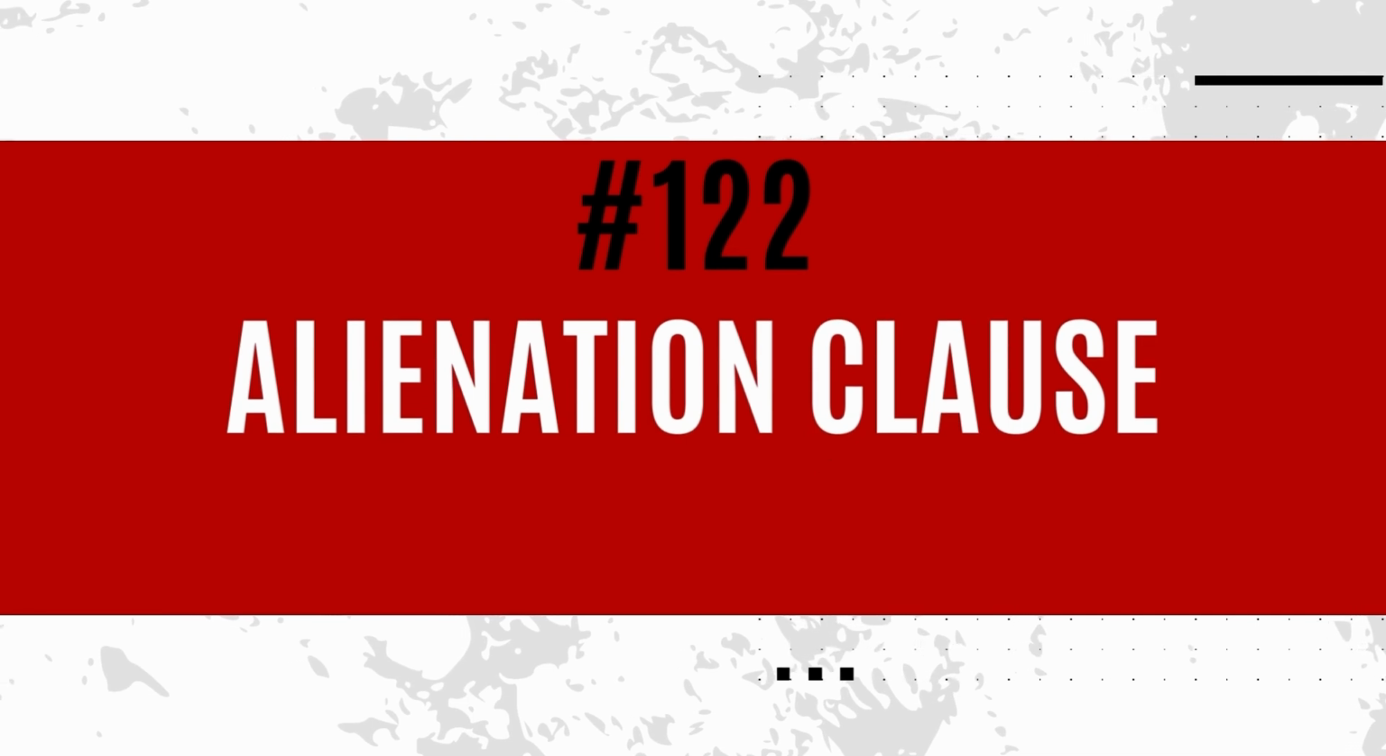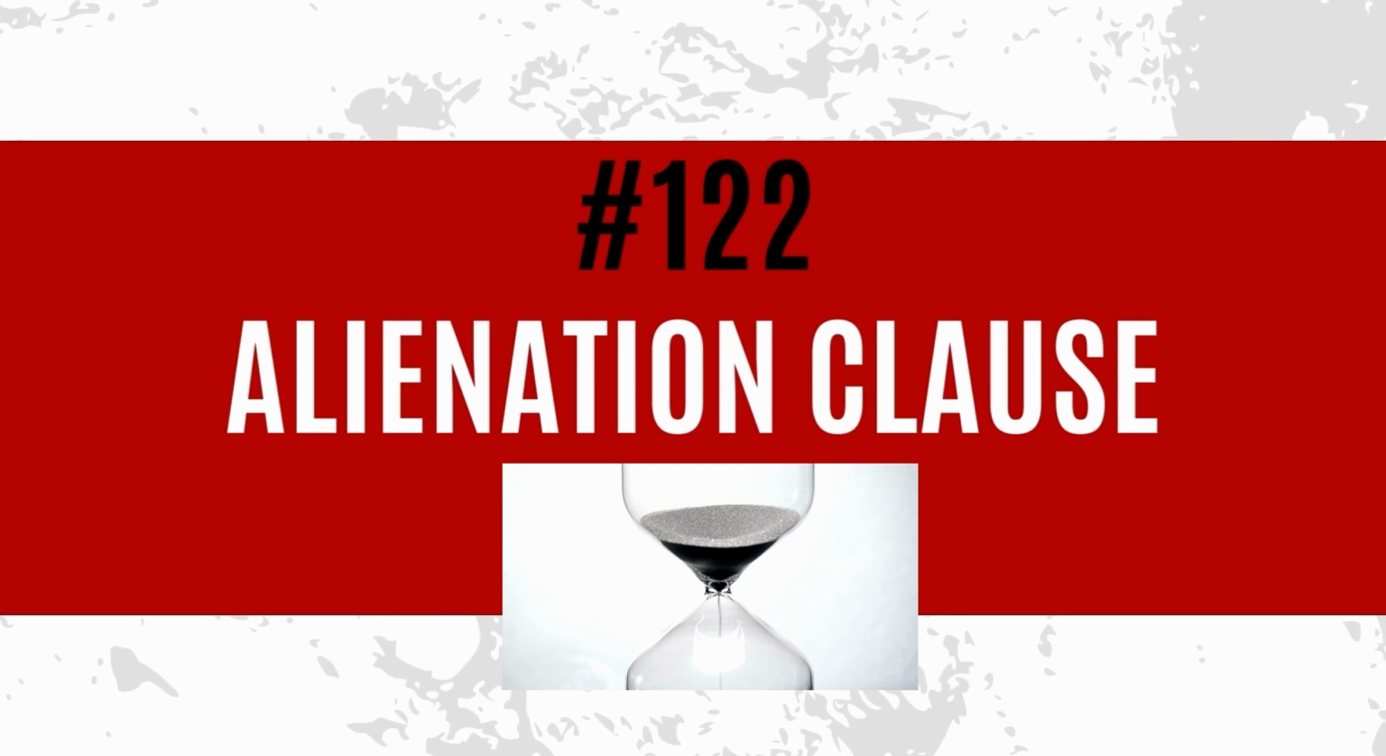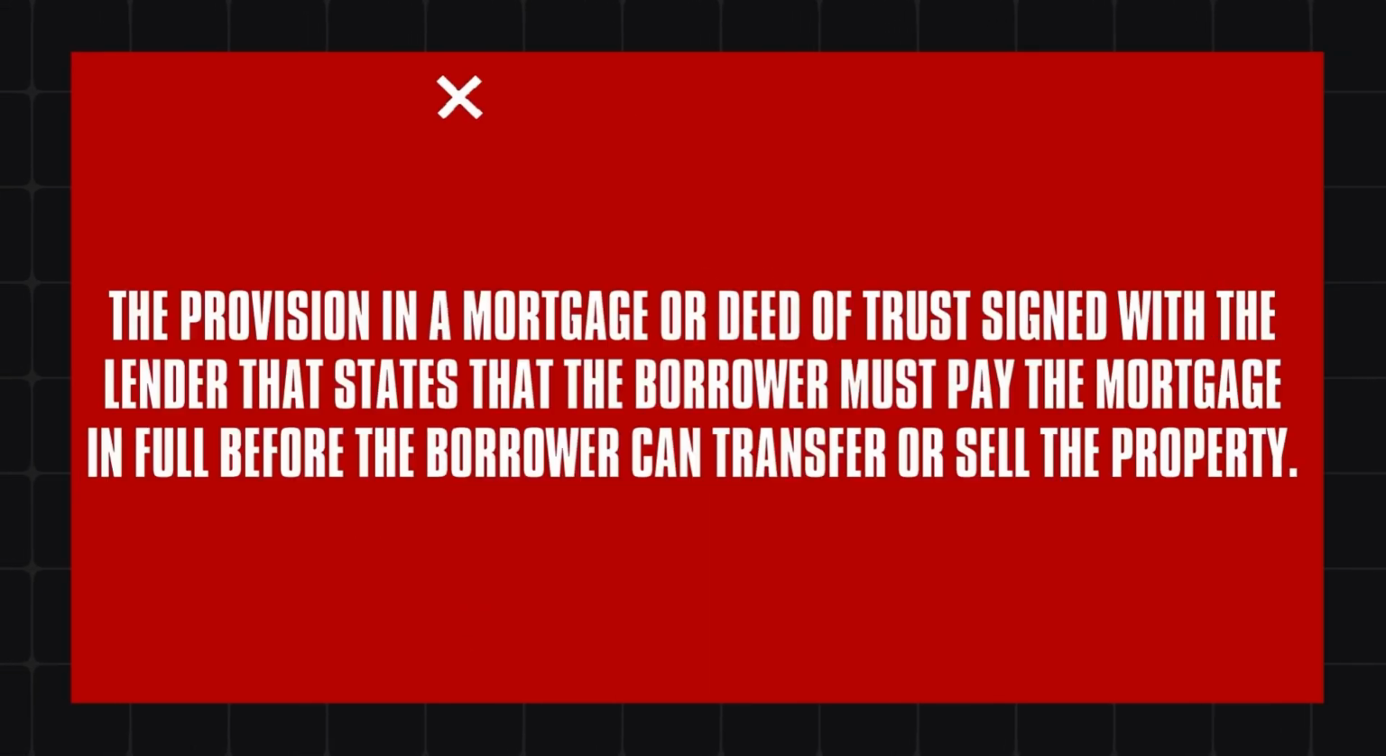Here comes another term: alienation clause. An alienation clause is a key agreement in real estate transactions. Simply put, it ensures borrowers fully pay off their mortgage before transferring or selling a property.